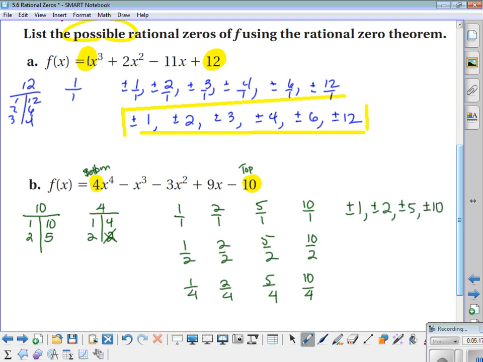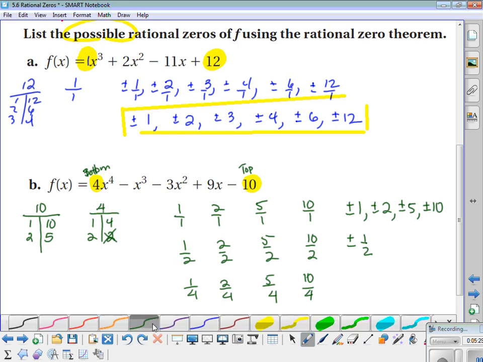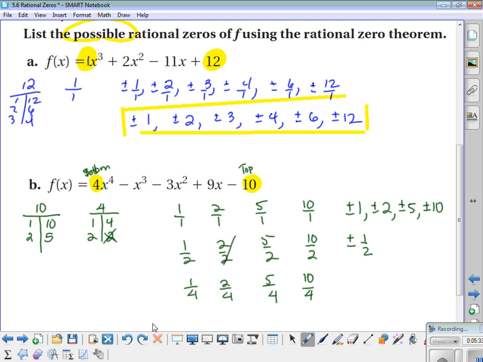If I go to the next row, have I written 1/2 yet? I haven't, right? So plus or minus 1/2. Okay, whoops, did not mean to cross that out. All right, now what about 2 over 2? What's that reduced to? 1, but I've already written 1, haven't I? So that's a duplicate. I don't need to write it again. What about 5 over 2? Have I written that yet? Nope, so that gets added to my list.